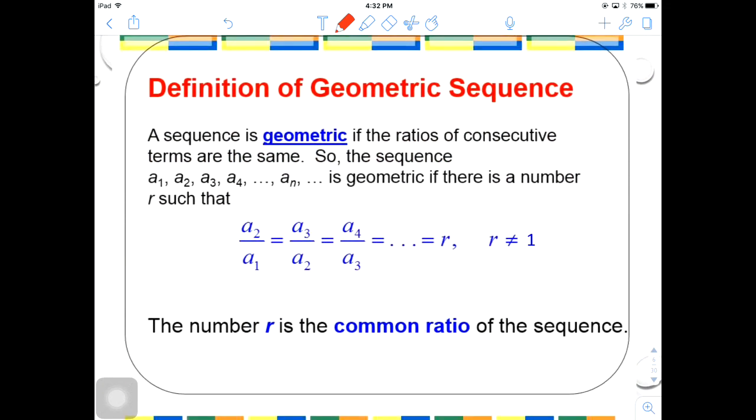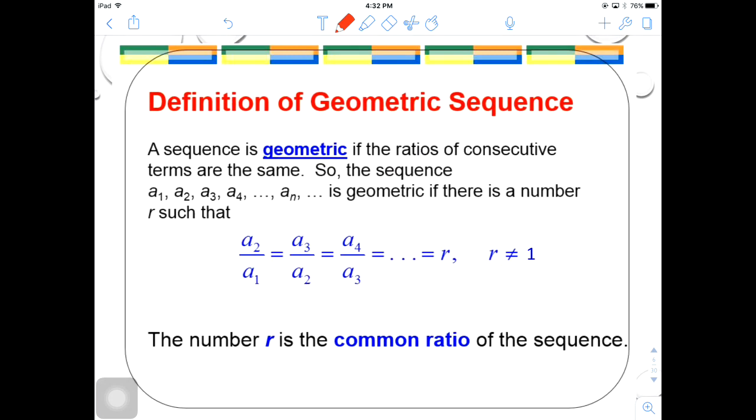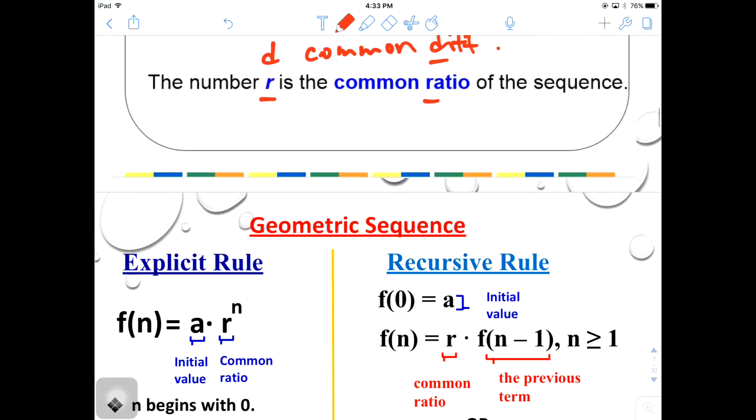So we're going to take a look at the definition of a geometric sequence. It is a sequence in which the ratio of consecutive terms is the same. If you multiply by the same number every single time, it will give you the next term. In an arithmetic sequence, that number was called d for common difference. And here it is called r for common ratio. So difference and ratio.